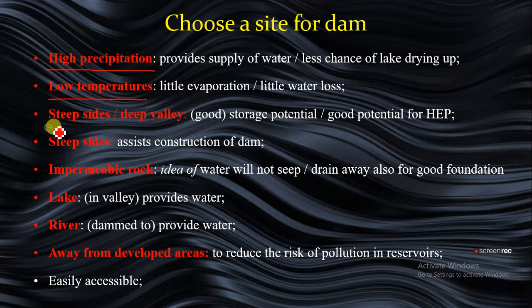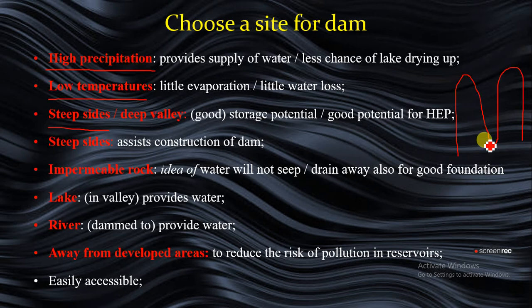Then you should have steep sides or a deep valley. When you have a steep slope, it provides a very good site for the construction of the dam. So this is a steep slope, then a deep valley here, which will also have good potential for the generation of hydroelectric power. This steep side also assists in the construction of a dam.